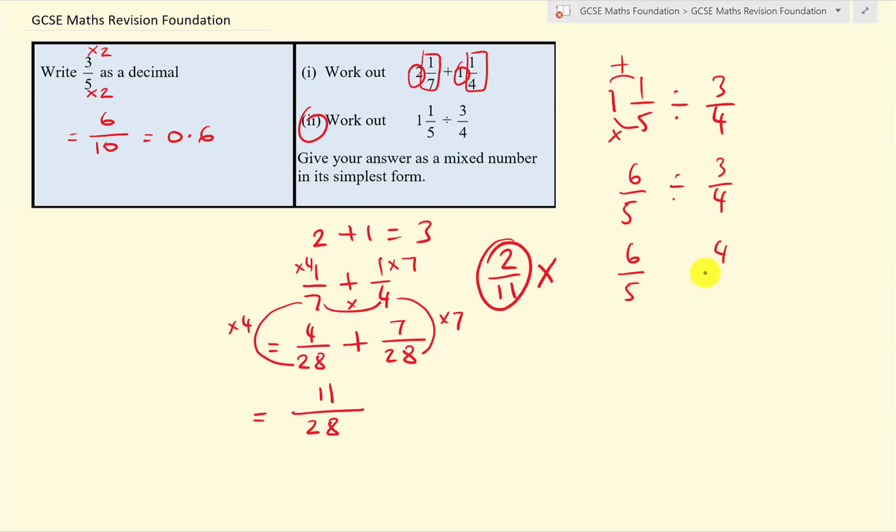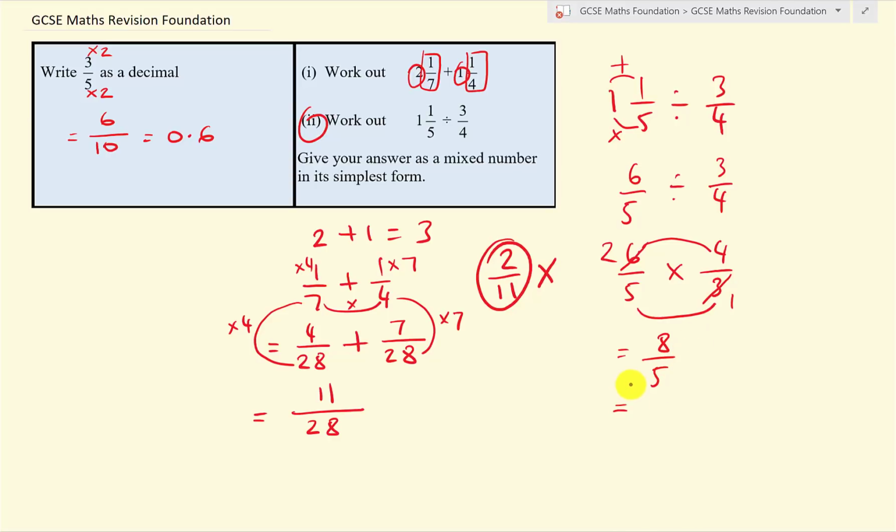Flip the second fraction, so 3/4 becomes 4/3, and change the sign into a multiplication sign. Now, according to multiplication of fractions, we multiply the numerator by numerator and denominator by denominator. To make it a little easier, we can divide 6 and 2, top and bottom, by 3, and then 2 times 4 is 8, and 5 times 1 is 5.